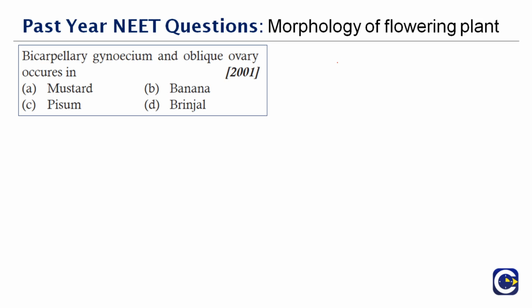Bicarpellary gynoecium and oblique ovary occurs in dash. Okay, so you have four options here. What do you mean by bicarpellary? First of all, it has two carpels, right? They are having two carpels. So that is the meaning of bicarpellary.